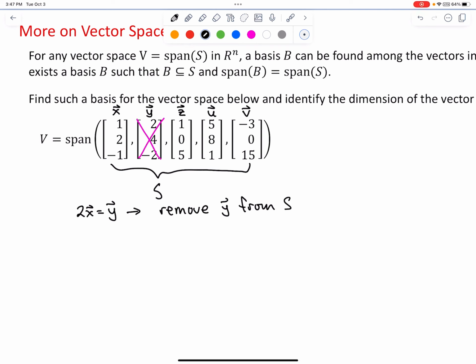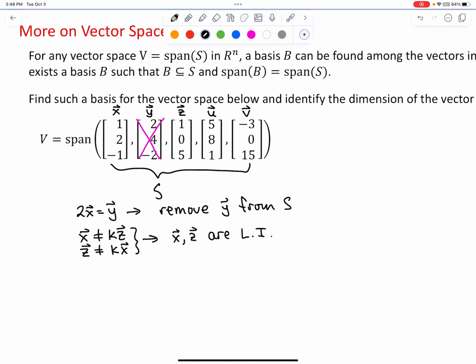Now let's compare vector x to vector z. Notice that they are not multiples of each other in either direction. You cannot scale z to make x, and you cannot scale x to make z. So this means that x and z are independent. So we can keep them both in the set so far.